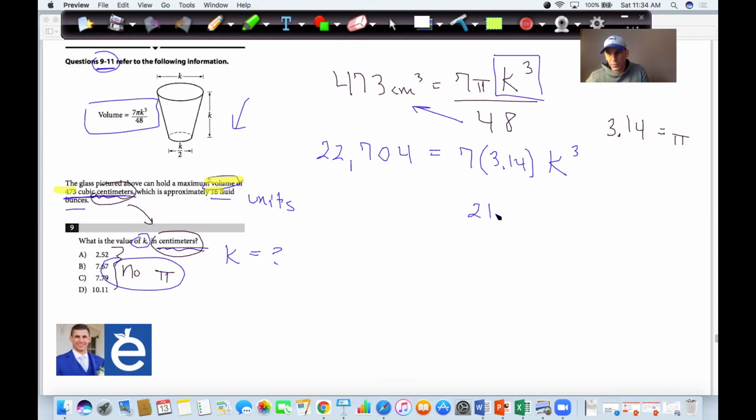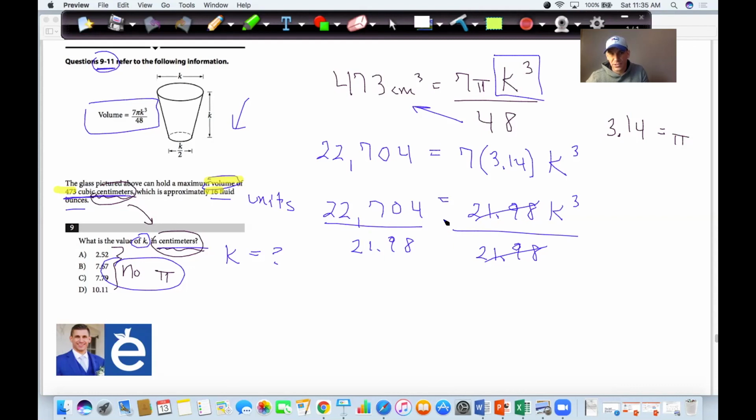This will give me 21.98 k to the third power equals my 22,704. I now want to divide both sides by 21.98. This simplifies, right? You can kind of almost tell that this is going to be around 1,000, right? This is around 22. This is around 22,000. And the cube root of 1,000 is going to be like 10. So I'm probably going to be leaning towards looking at my answer choices, probably closer to D, but we're still going to do the math to prove it.